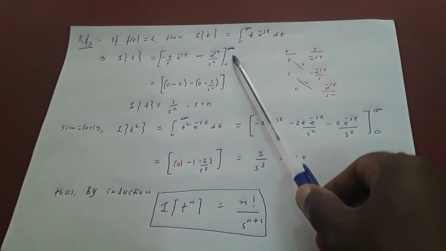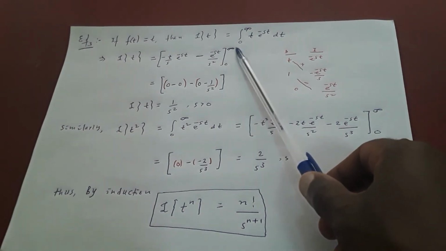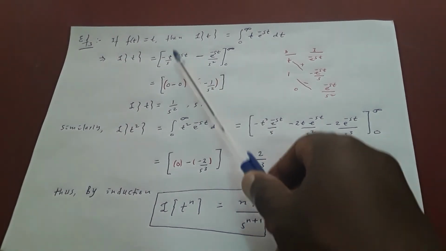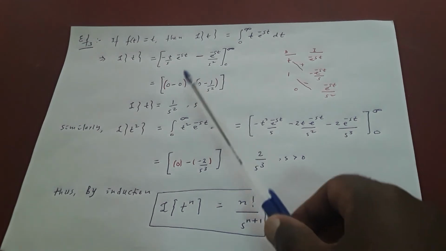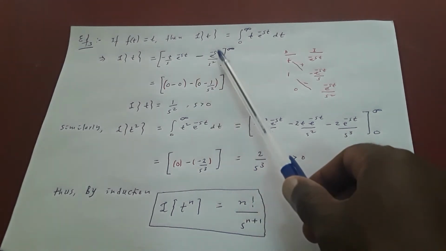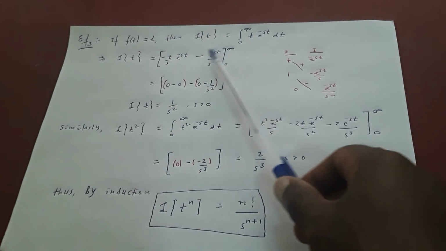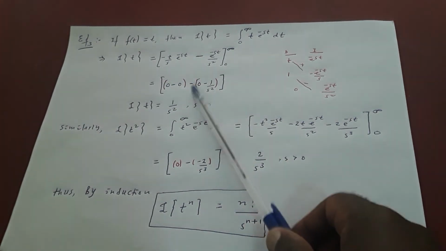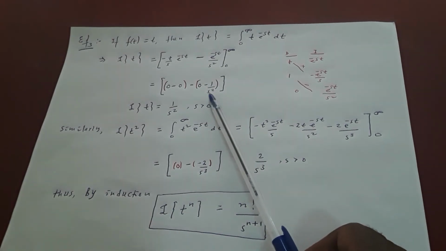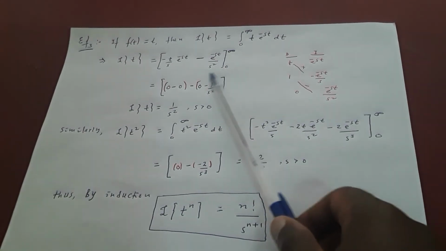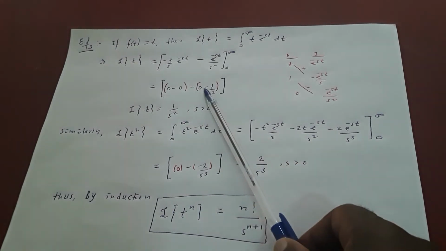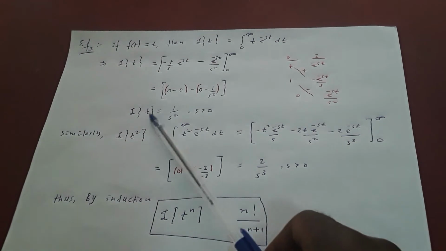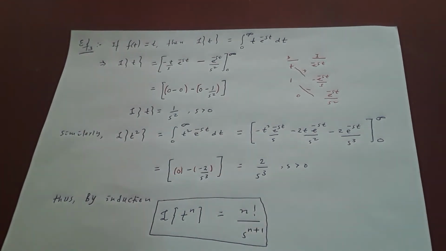Then finally you assign t goes to infinity and t equals 0. Since each term has e^(-st), if s is positive, this term tends to 0 as t goes to infinity, so the whole thing makes 0 here. That's why it is 0 minus 0. Minus the value as t goes to 0: we have 0 here, and this one is 1, e^0, giving 1 over s squared. So finally, the Laplace of t is 1 over s squared.